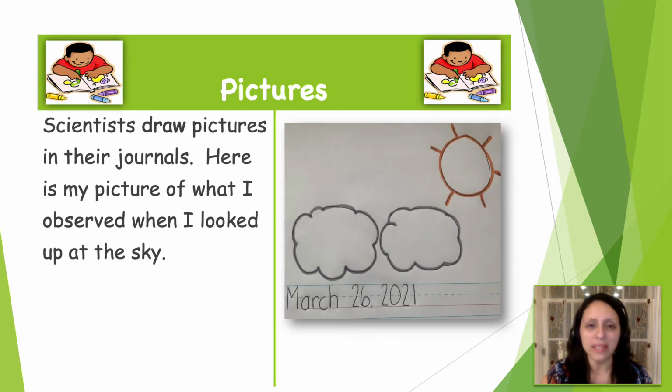Next, scientists draw pictures in their journals. That's another way that they can capture information about what they're observing. On March 26, 2021, I noticed that the sky was partly cloudy and sunny. So that's why in my picture, I drew the sun at the top and the clouds just below the sun, because that's what it looked like outside.